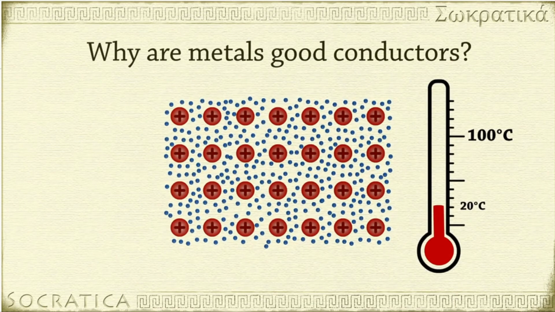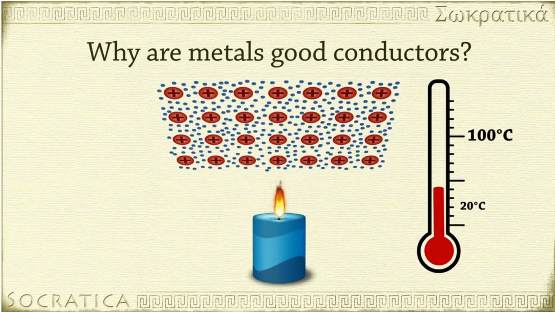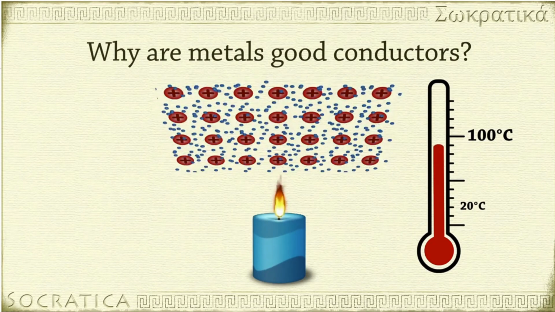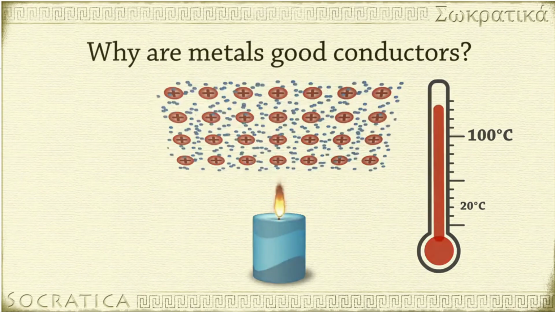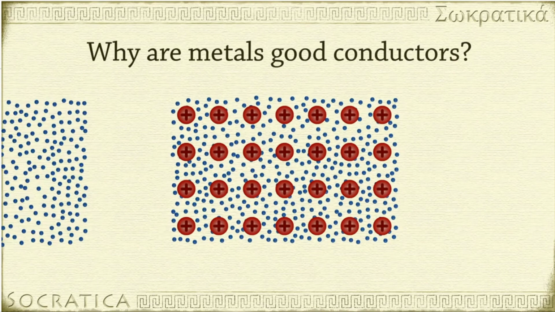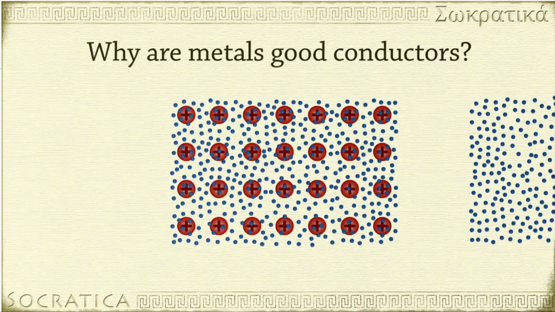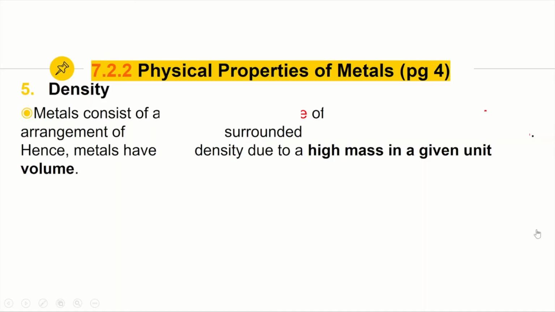So from the video, you can see that when it's being heated up, the sea of delocalized electrons can move very quickly, transferring the vibration. And for conductors of electricity, delocalized electrons can move and conduct electricity from one end to another. For density, they are closely packed in a regular arrangement.